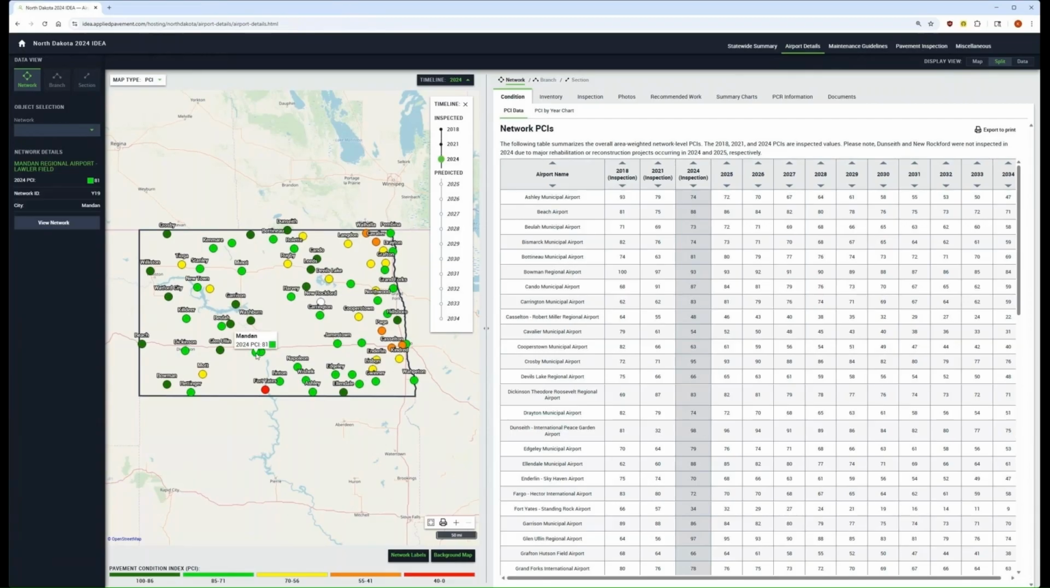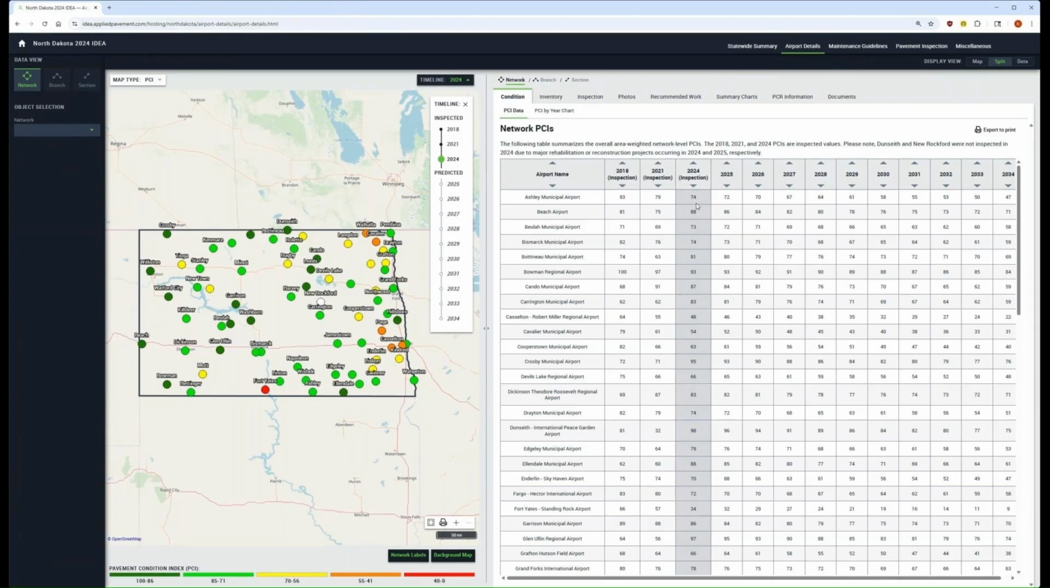Hovering over any one individual airport gives you area-weighted information for the entire airport at the network level. You can see past condition information here. In 2018, the area-weighted PCI of, let's say, Ashley was a 93. In 2021, it dropped to a 79.